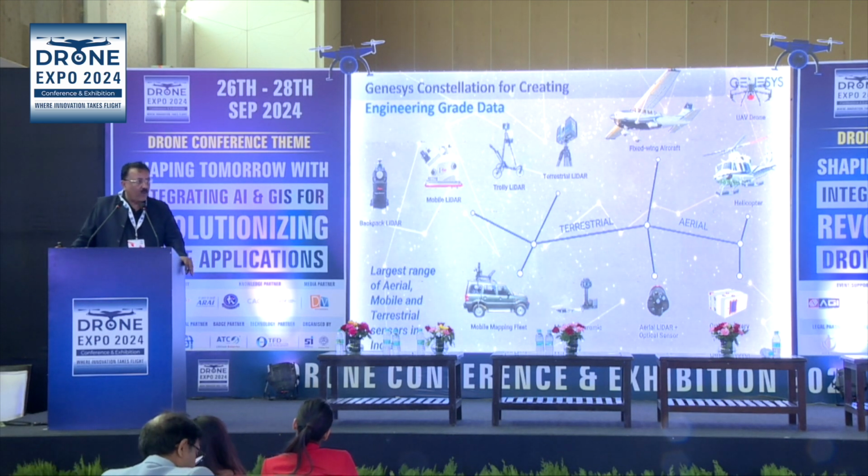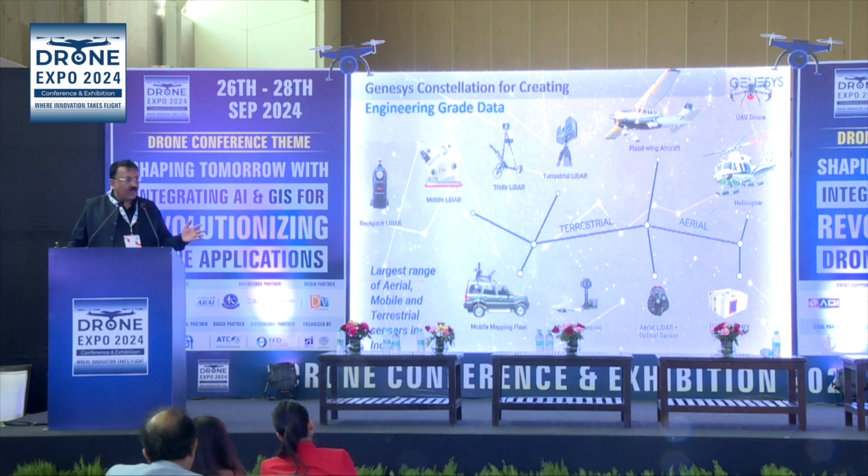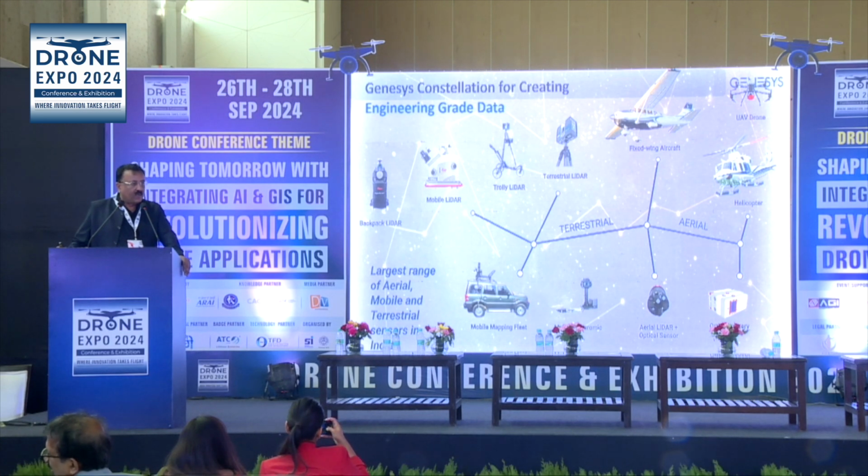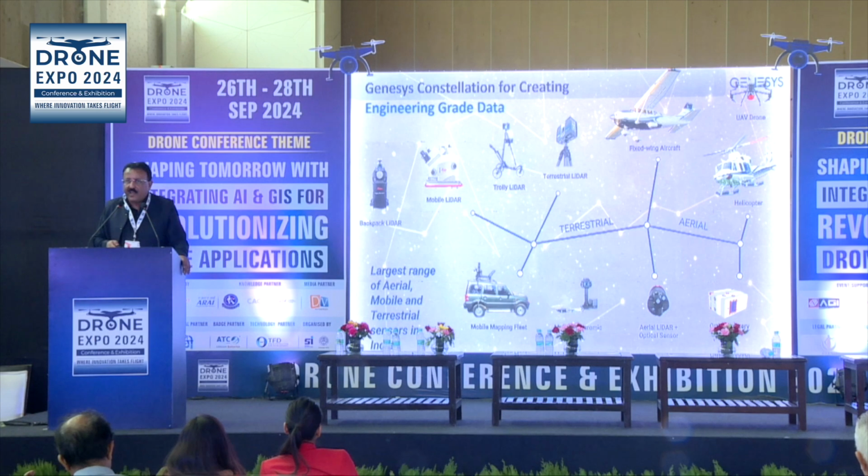So whether you are going through the narrow lanes, going over the top, or going through the river beds, different surveying technologies are to be deployed, and that is what we call the Genesys constellation. It is not mapping grade. When we talk about centimeter-level surveys, that is what we call engineering grade surveys.